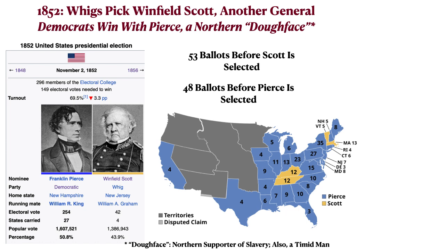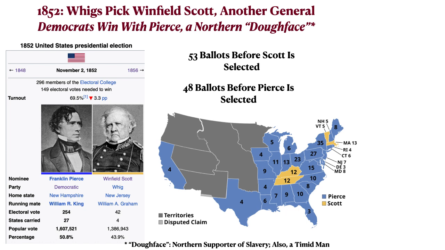So 53 ballots for the Whigs and 48 for the Democrats. Franklin Pierce from New Hampshire, who was picked, was part of a group known as the Dough-Faced. It's an insulting term, which meant a northern supporter of slavery. I mean, not just a northerner who's willing to compromise over slavery, but one who really supports it. It's also a timid man, so it's sort of an insult.